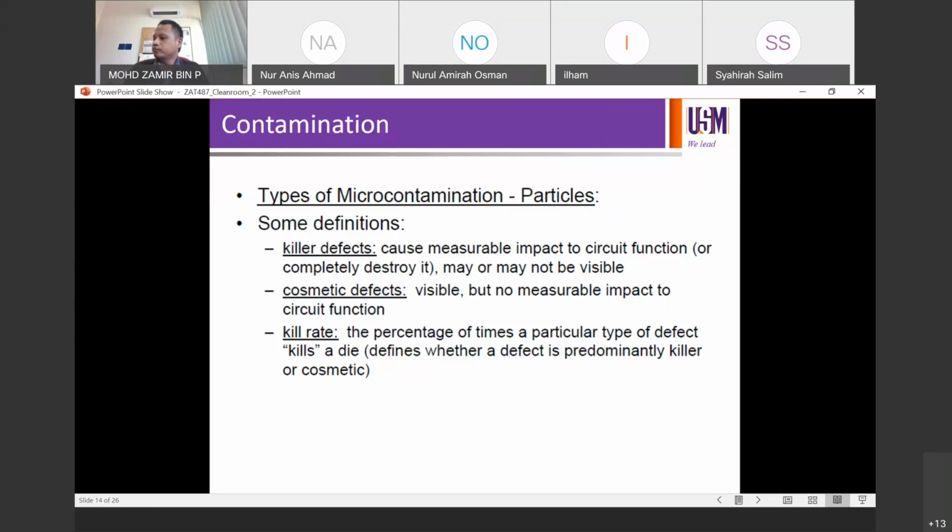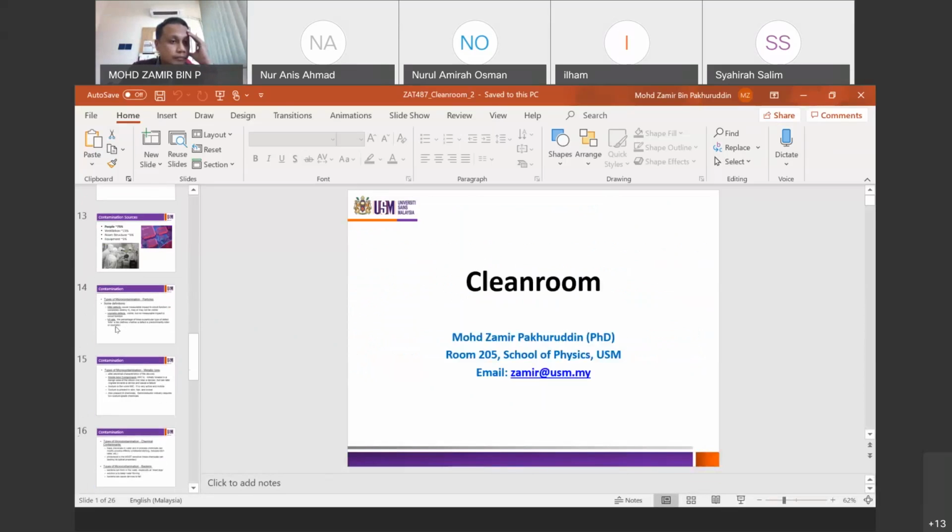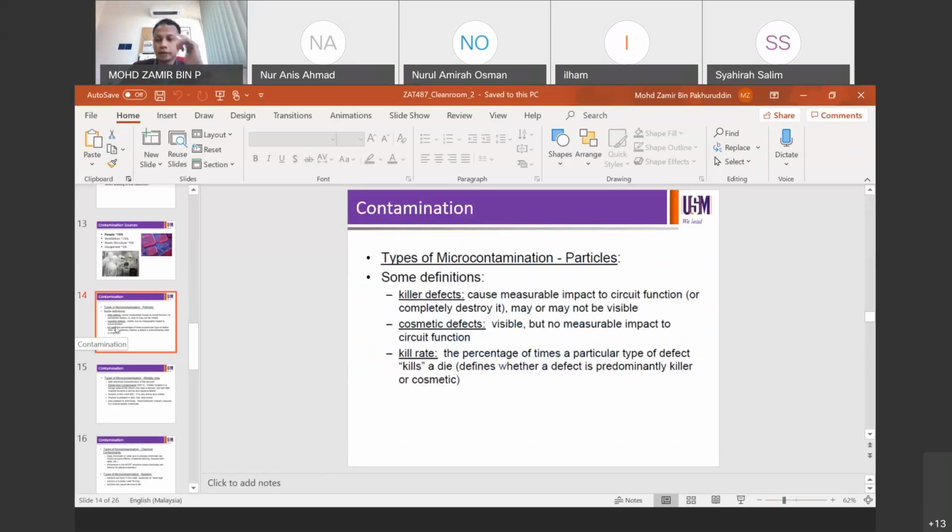In the fab, how do we measure the impact to circuit function? Do you have any idea? What is the parameter that you use to measure circuit function? Circuit function means whether the wafer is functioning or not, right? So what is the parameter? Anyone knows? Any idea what parameter we use? Let me just zoom out for a while. Okay, who knows what the parameter is that we use to measure the circuit function?